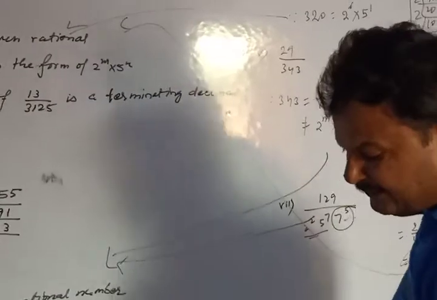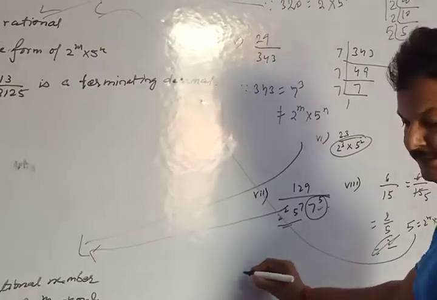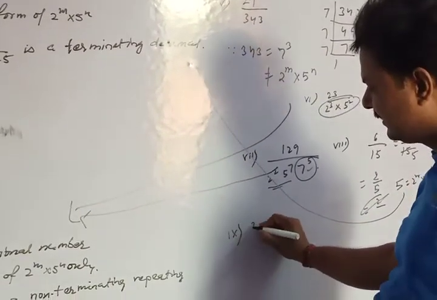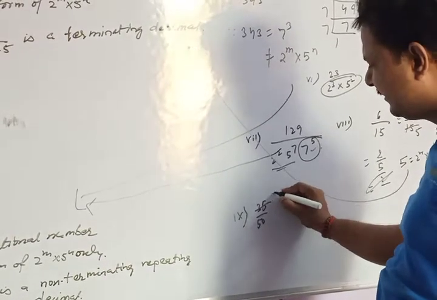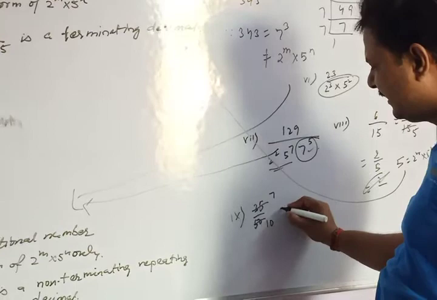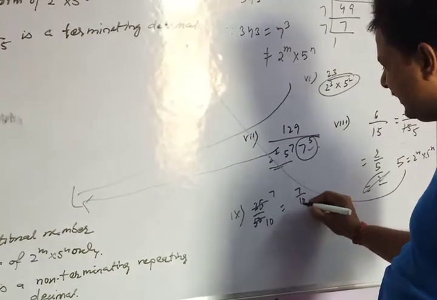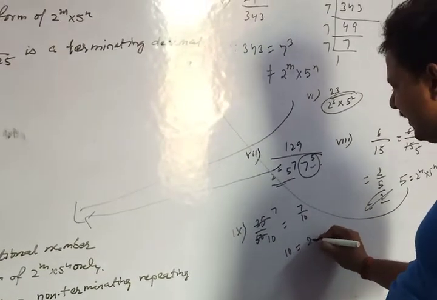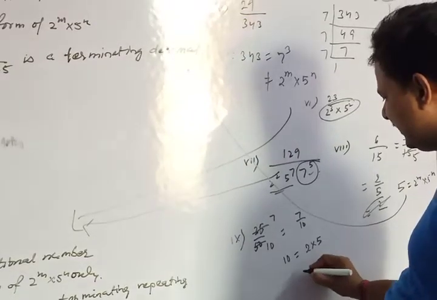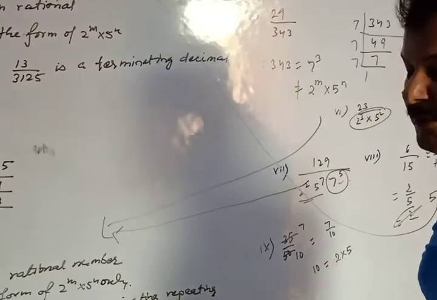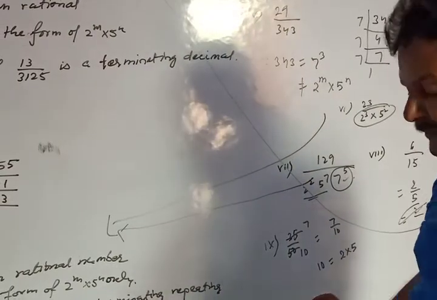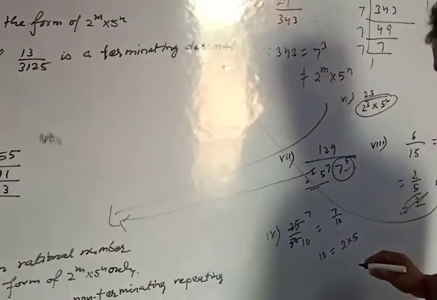Next, 35 upon 50, question number 9. 35 upon 50: 5 7s are 35, 5 10s are 50. Now 7 upon 10. 10 can be written as 2 into 5. Means the denominator can be expressed in the form of 2 to the power n into 5 to the power n. It means its decimal expansion will be terminating.